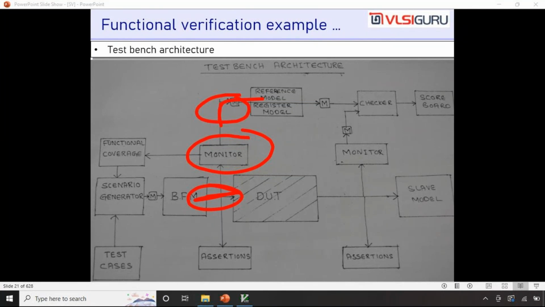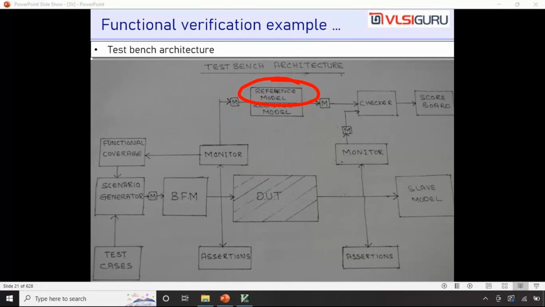That's why monitor is required. Then you have the fourth type of component called functional coverage. What functional coverage does is it keeps track of what scenario you have applied and what scenario you have missed. That is functional coverage.